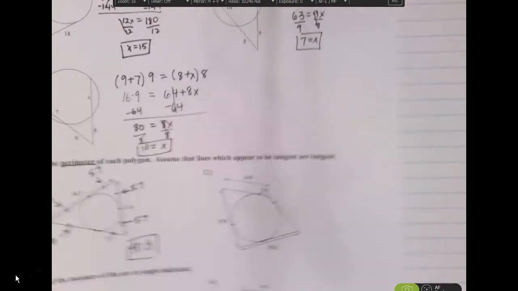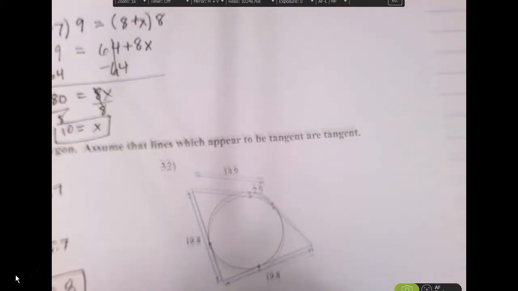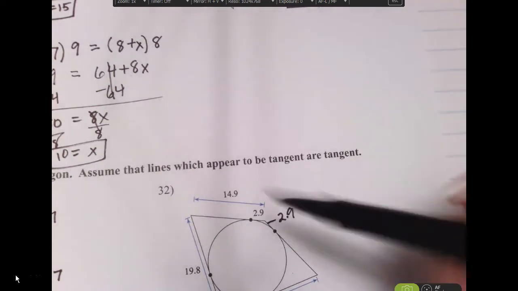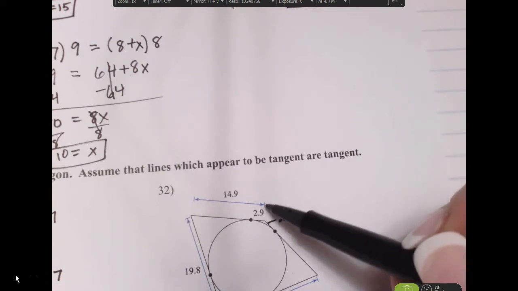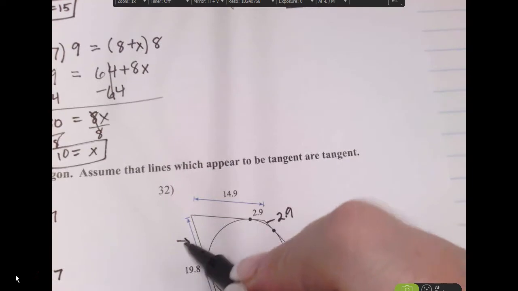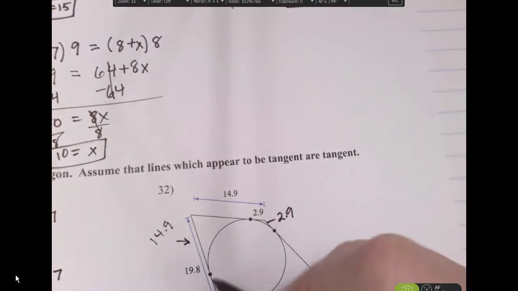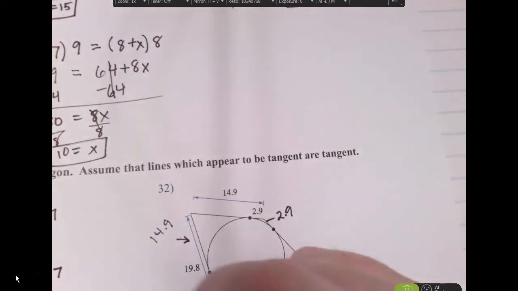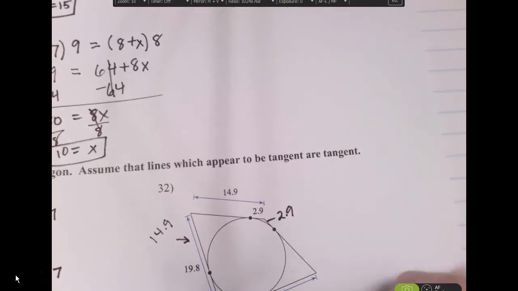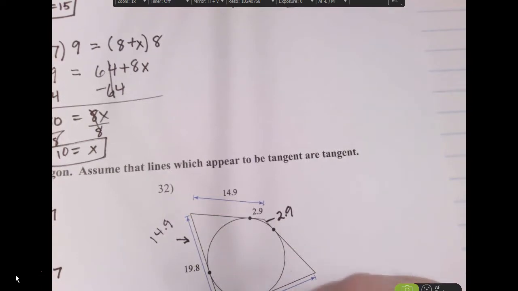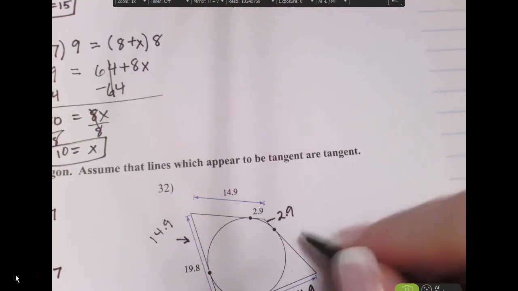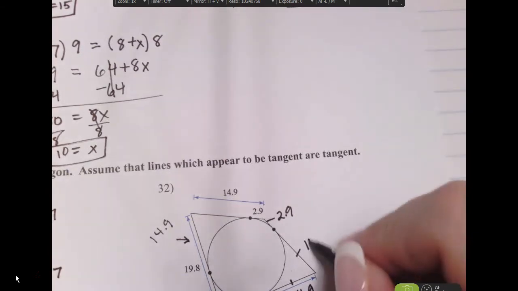So I'm going to do something similar on the next problem. Let me zoom in on that. So I've got a 2.9 here, which means I've also got a 2.9 here. So this whole piece is 14.9, which means there's a 14.9 here. So I can find out this missing piece by subtracting that from 19.8. So now I can label this with a 4.9. So here's a 4.9. And so the piece that's left over from 19.8 is 14.9. And so since that's equal to that, I can label it.